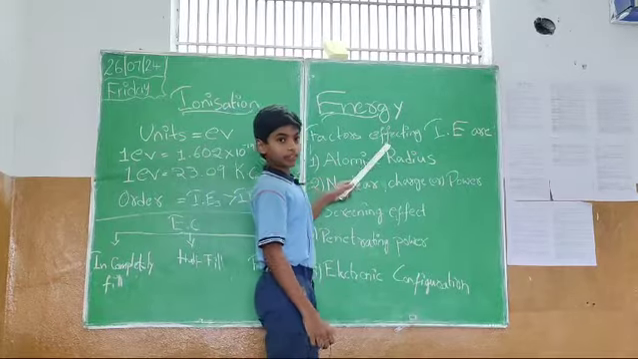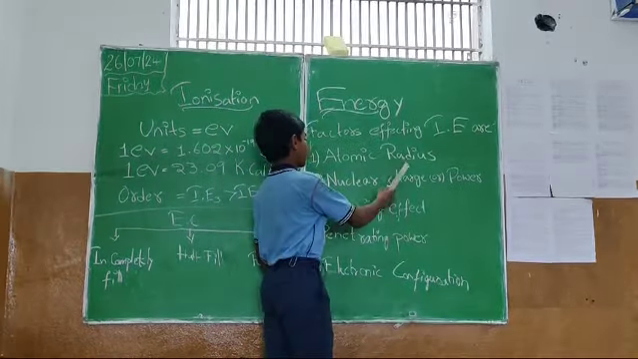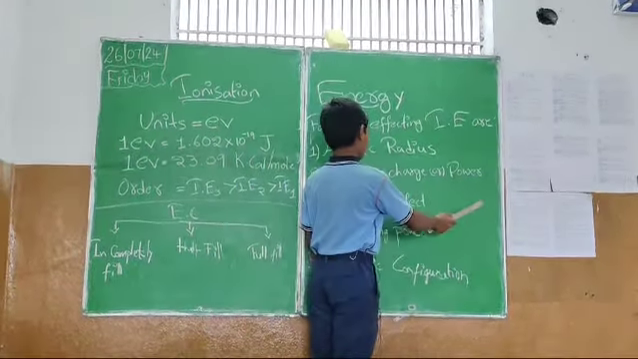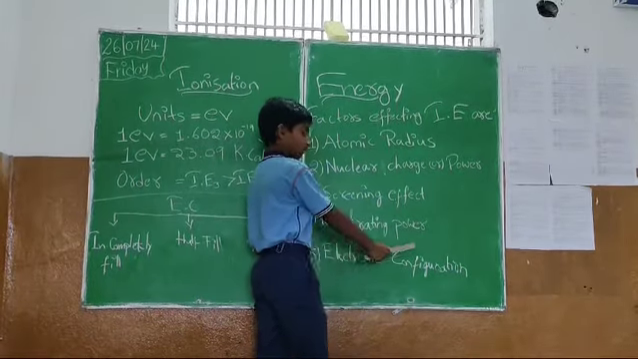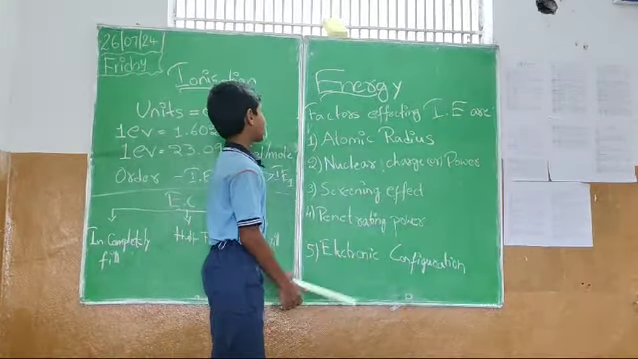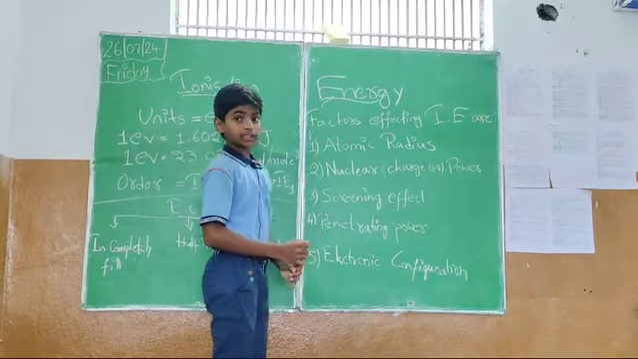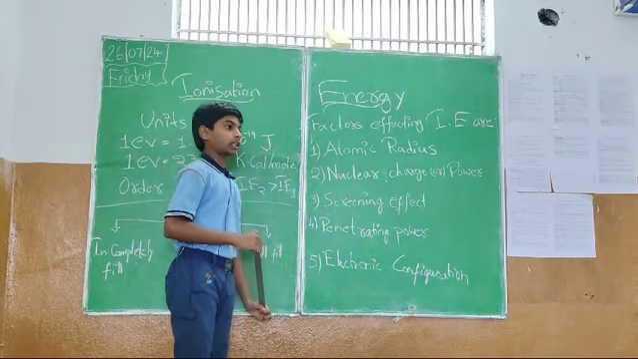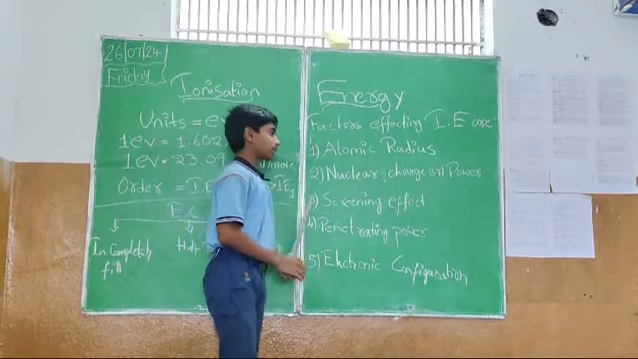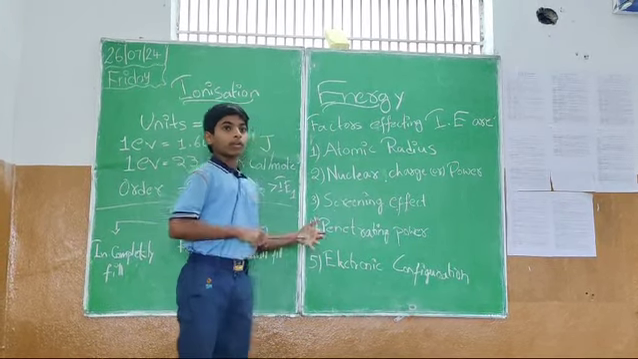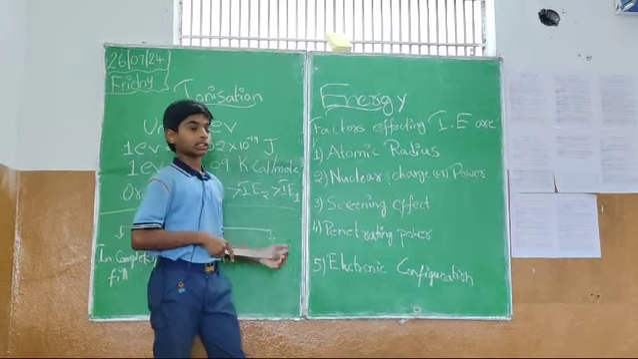The factors affecting ionization energy are atomic radius, nuclear charge or nuclear power, screening effect, penetrating power, and electronic configuration. Atomic radius is inversely proportional to ionization energy. When atomic radius increases, ionization energy decreases. When atomic radius decreases, ionization energy increases.